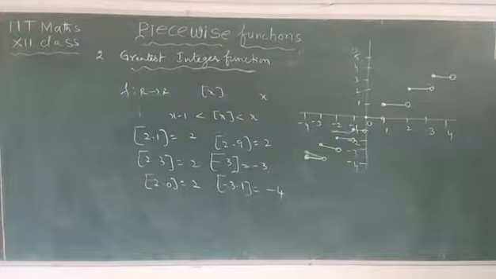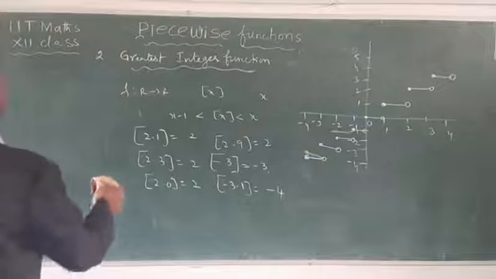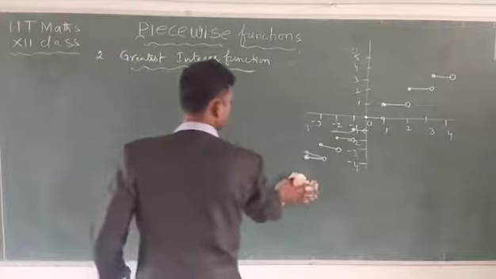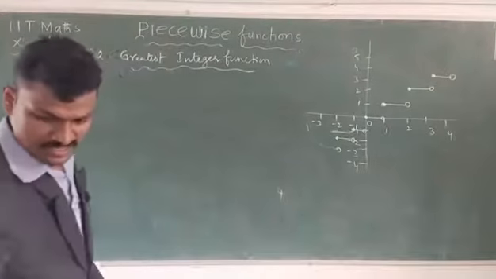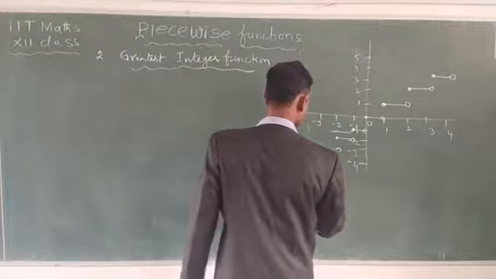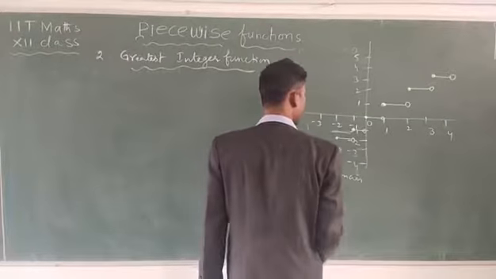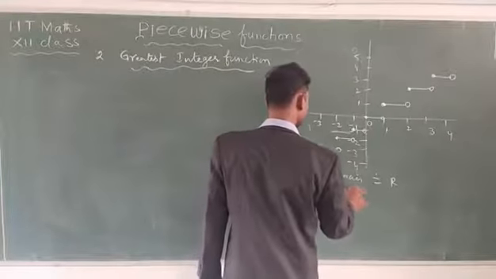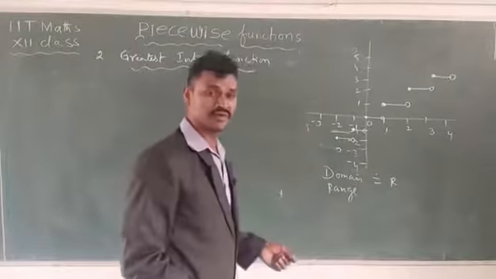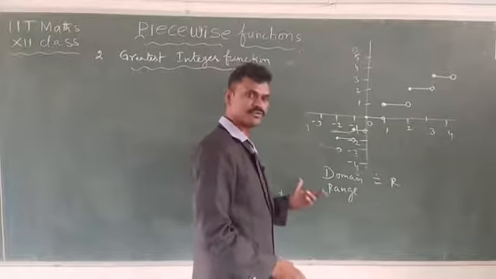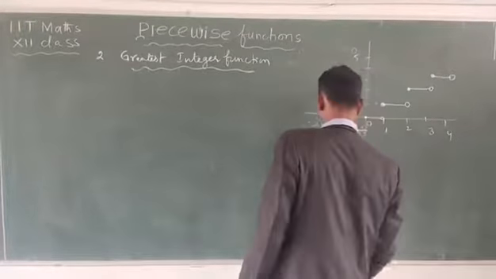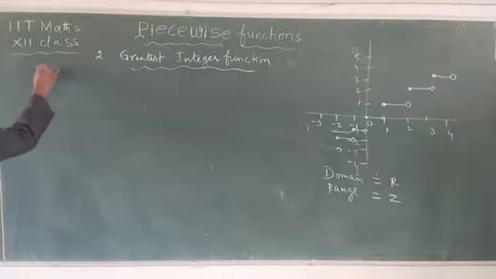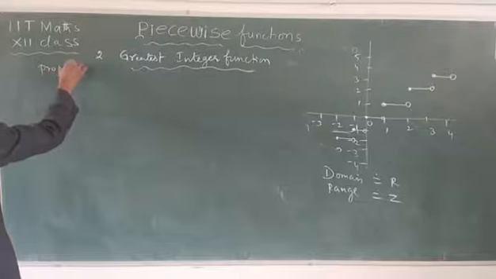Now we have to see some properties of the greatest integer function. Now see here, one by one we will discuss. Here domain and range. Here the domain is equal to all real numbers, but the range is only integers, that's why Z. Only integers.